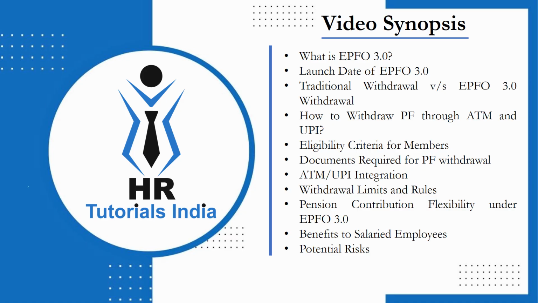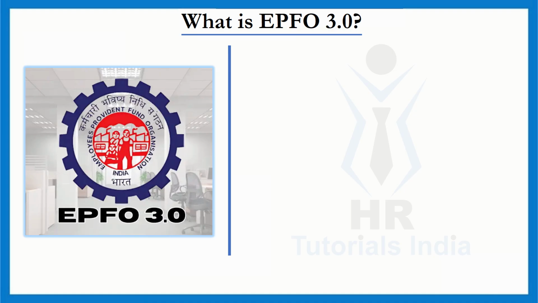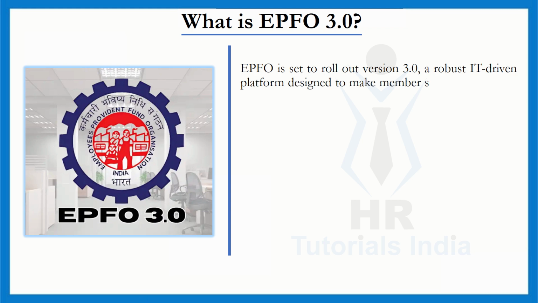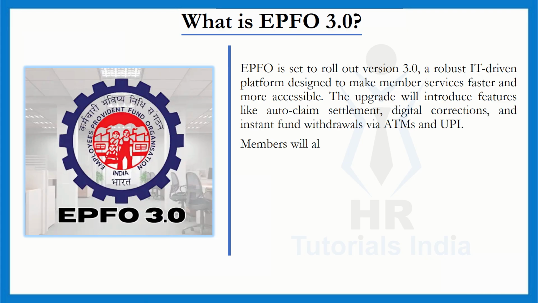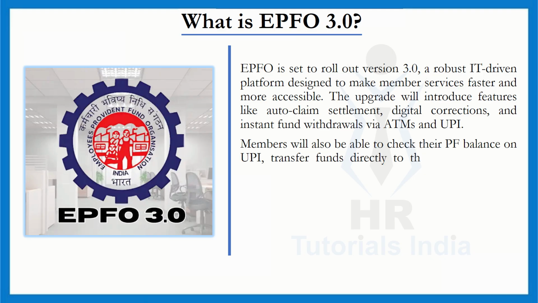Wasting no time, let's get into the video and see what EPFO 3.0 is. What is EPFO 3.0? EPFO is launching version 3.0, a powerful IT-driven platform designed to make member services faster, smarter, and more accessible than ever. With this upgrade, members will get several new features such as auto-claim settlement, digital corrections, and instant fund withdrawals through ATMs and UPIs. You will also be able to check your PF balance directly on UPI, transfer funds instantly to your preferred bank account, and even update your PF details securely using OTP verification.